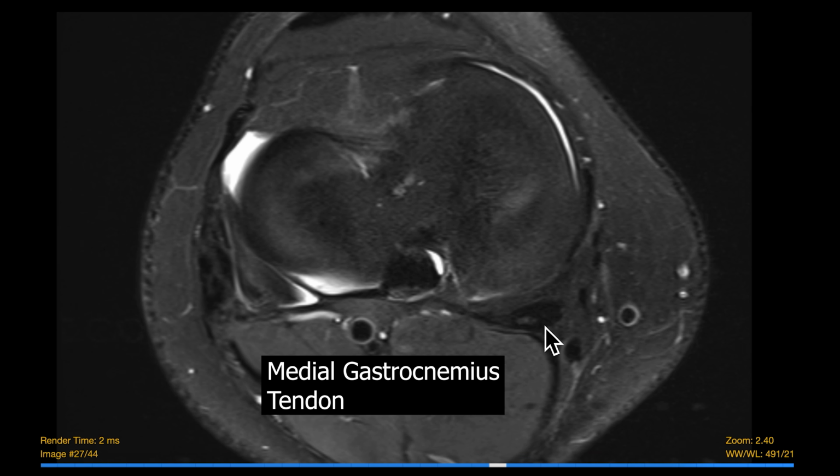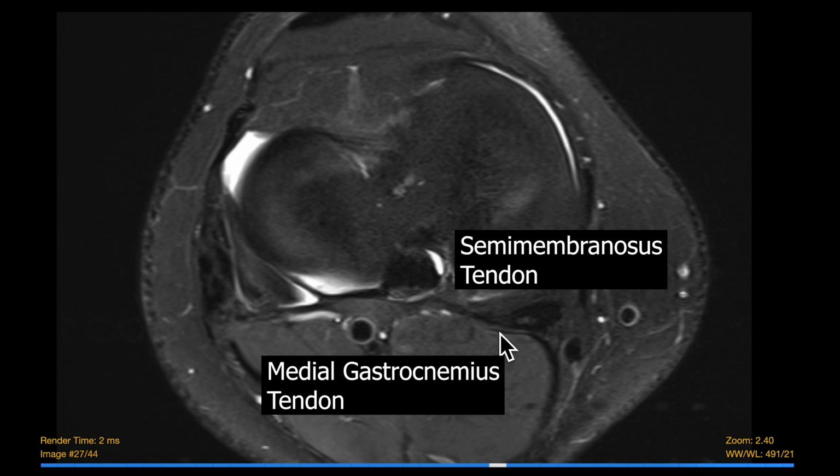And this is a really important anatomical landmark because if you see a cyst or a fluid collection that extends between these two structures, that is a Baker's cyst. So this is the anatomical location in which you'll be looking for a Baker's cyst.